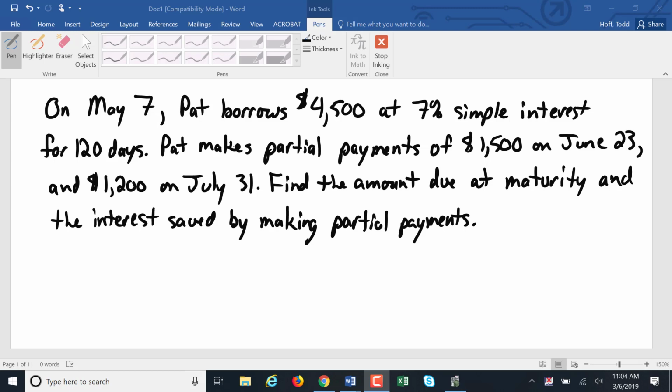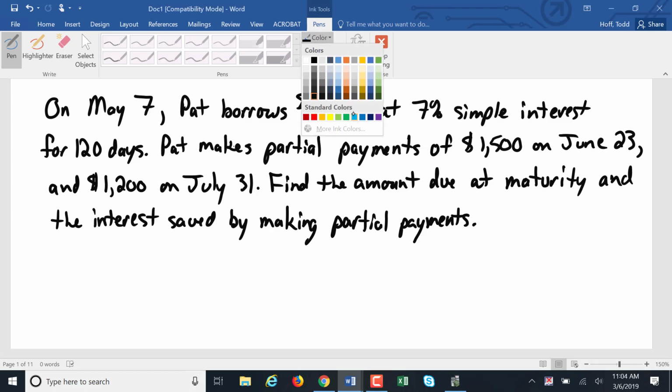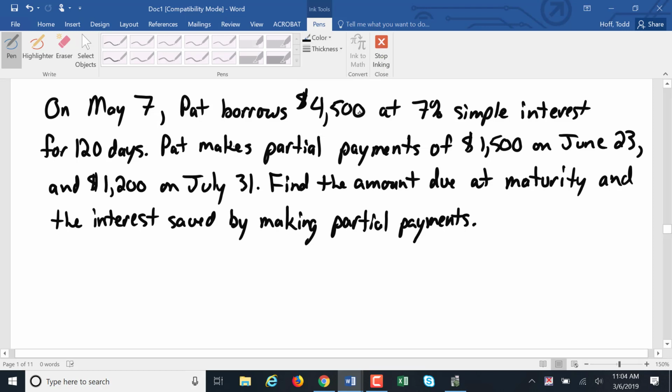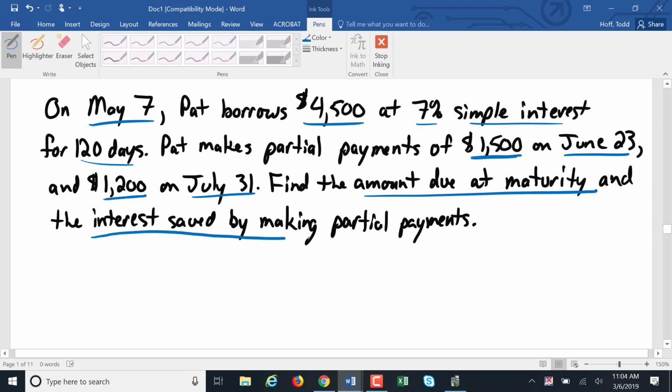Let's look at an example that ties these last few videos together. In this example, we're going to be looking at Pat. On May 7th, Pat borrows $4,500 at 7% simple interest for 120 days. Pat makes partial payments of $1,500 on June 23rd and another partial payment of $1,200 on July 31st. Find the amount due at maturity, that balance due, and then the interest saved by making partial payments.